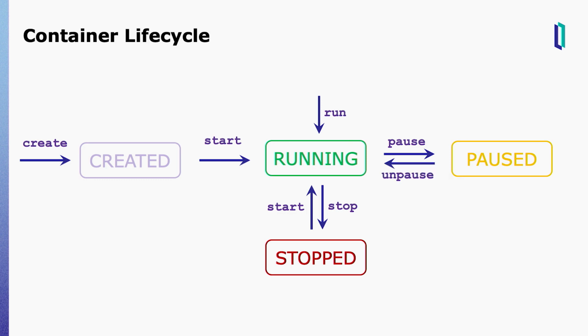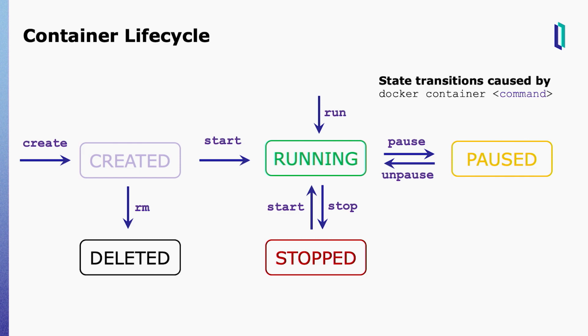and then of course you can unpause it and resume processing. You can run the remove command, or the RM command, at different stages, so you can actually create your container, you can remove it straight away, in which case it will then be deleted. All of these states within the life cycle of your container are caused by issuing a Docker container command, so the start command, the run command, the delete command, etc.